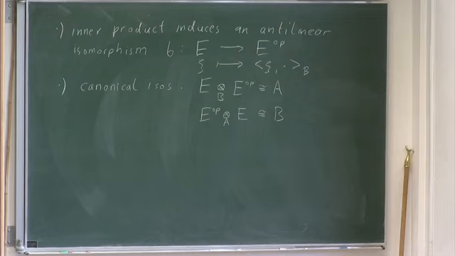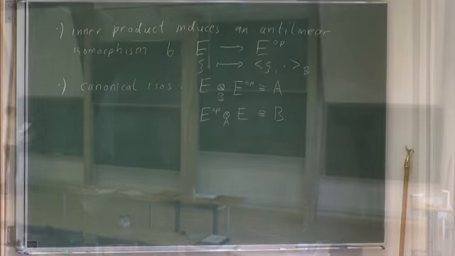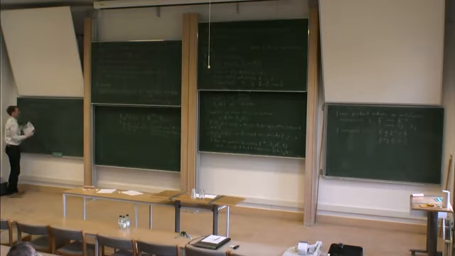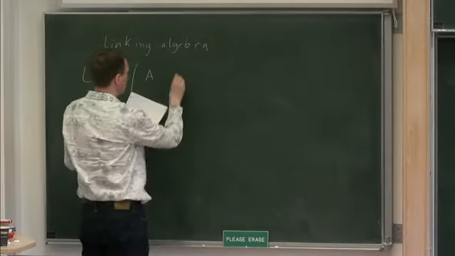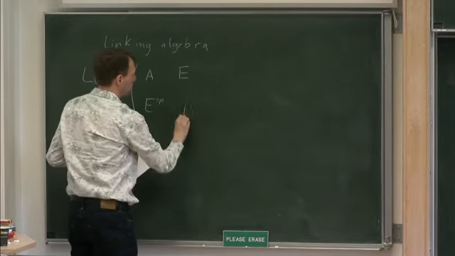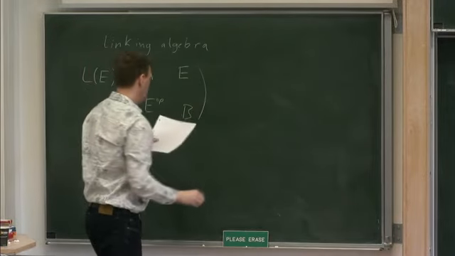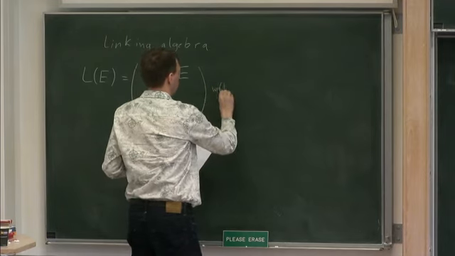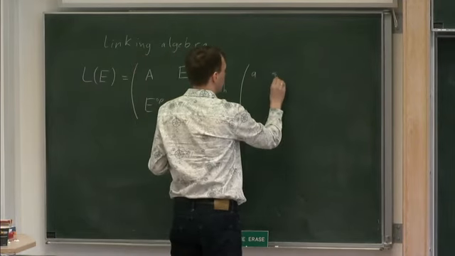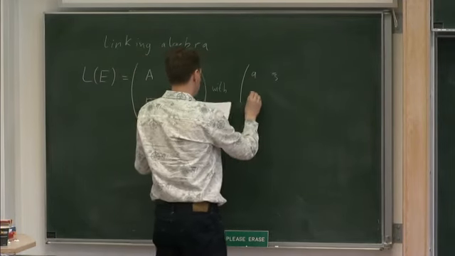And this looks as follows. So you take matrices of the following form. You put A into the upper left-hand corner. You put E here, E up here, and B here. And the multiplication, the matrix multiplication in this indeed makes sense.